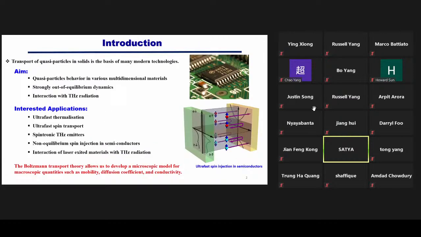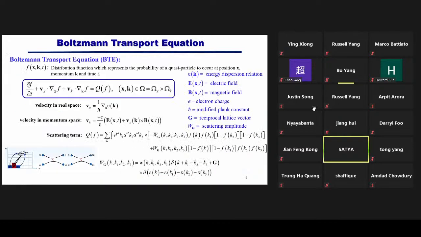Generally, transport of quasi-particles in solids is the basis of many modern technologies, such as chip technology or semiconductors. The aim of this study is to investigate quasi-particle behavior in various multidimensional materials, strongly out-of-equilibrium dynamics, and interaction with terahertz radiation. Interesting applications are ultrafast thermalization, ultrafast spin transport, and spintronic terahertz emission, with microscopic quantities such as diffusion coefficient and conductivity.